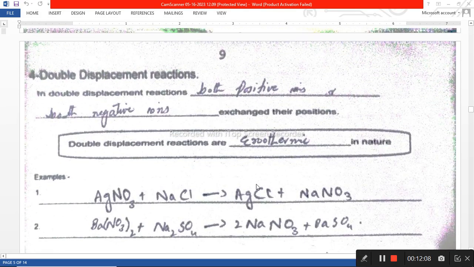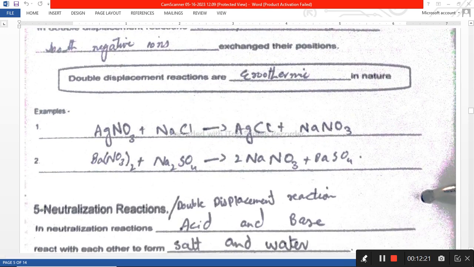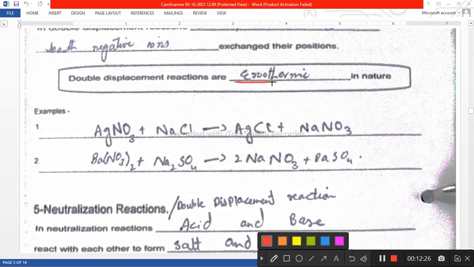The next heading is double displacement reactions. Let's discuss it. In double displacement reactions, both positive ions or both negative ions exchange their positions. These are exothermic reactions. You have to remember these are exothermic reactions. Here, AgNO3, silver nitrate, plus sodium chloride goes to silver chloride plus sodium nitrate.